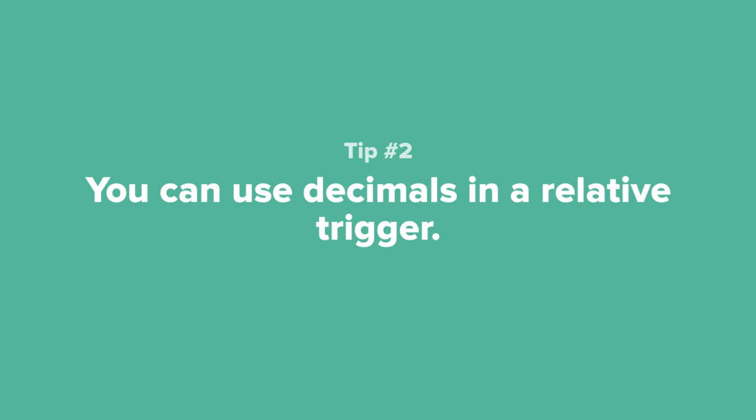Tip number 2. You can use decimals in a relative trigger. If you want something to be delayed by 15 minutes, set the number of hours to 0.25.